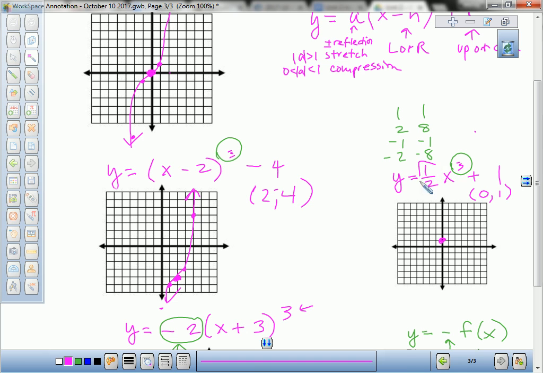Now, this 1/2 is going to compress this function by making these up and down moves smaller. We have to multiply those up and down moves by the 1/2. So instead of going over 1, up 1, because of the 1/2, we just go over 1, up 1/2. Instead of 2, 8, because 2 cubed is 8, we're going to go 2, 4, because 1/2 of 8 is 4. 1, 2, 3, 4.